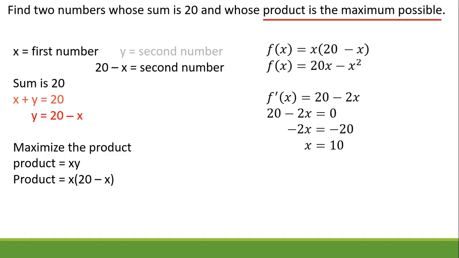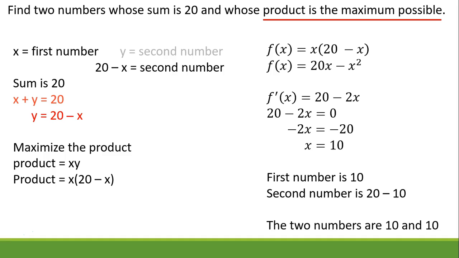Now x was the first number. We need both numbers, and the second number is 20 minus x. So the second number has to be 10 as well. So the two numbers are 10 and 10. So what we're saying here is that 10 and 10 both add up to 20, and the product of 10 and 10, which is 100, is the largest possible product for two numbers that add together to give us 20.